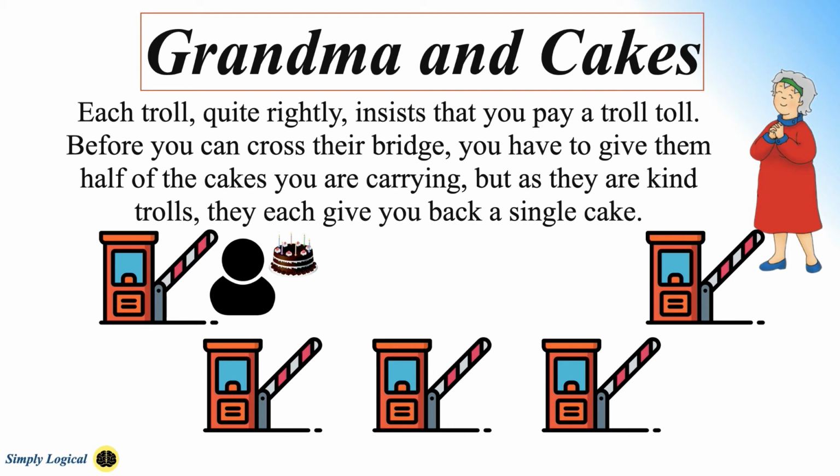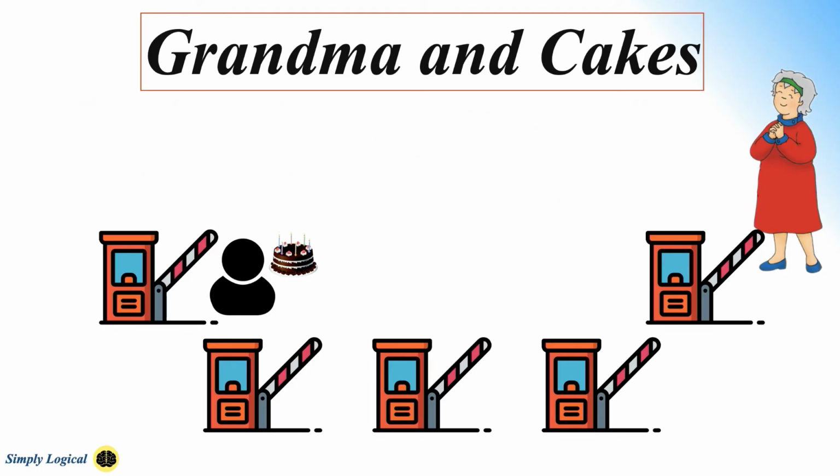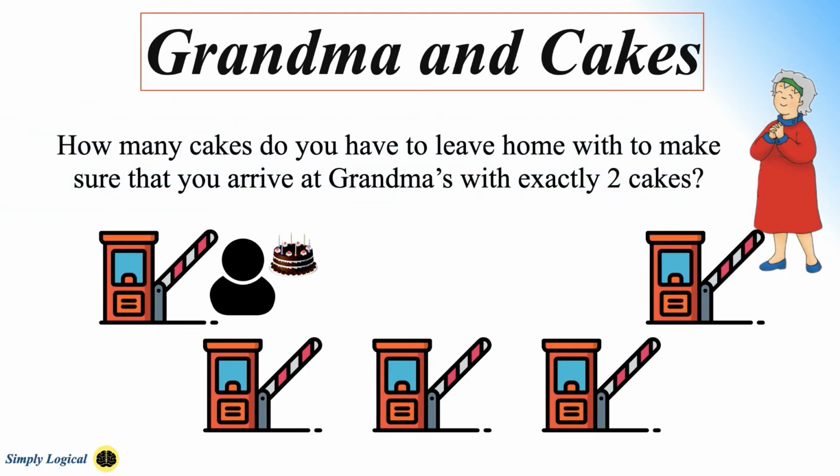Before you can cross their bridge, you have to give them half of the cakes you are carrying, but as they are kind trolls, they each give you back a single cake. How many cakes do you have to leave home with to make sure that you arrive at grandma's with exactly 2 cakes? Let me repeat the puzzle.